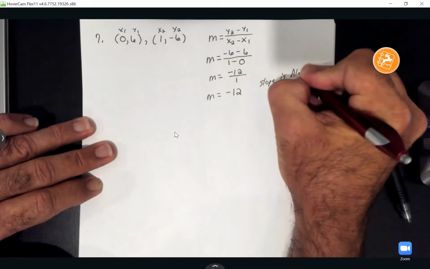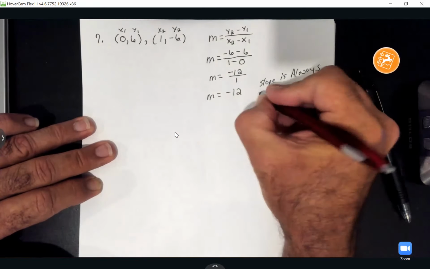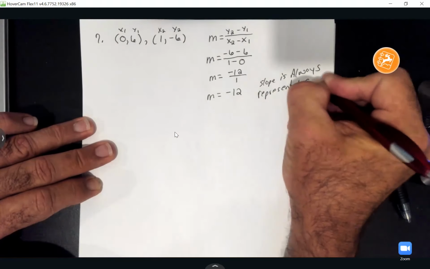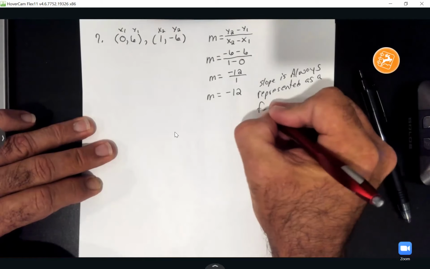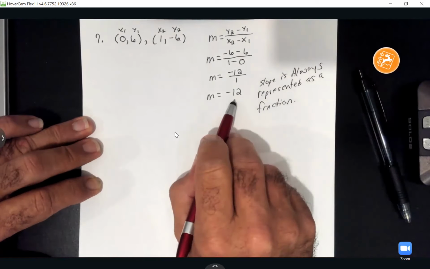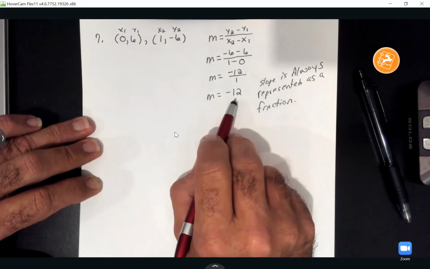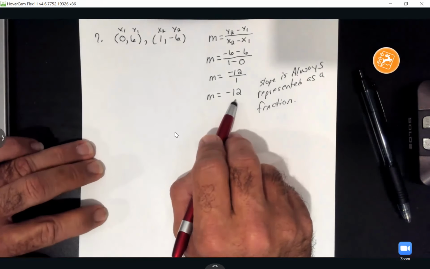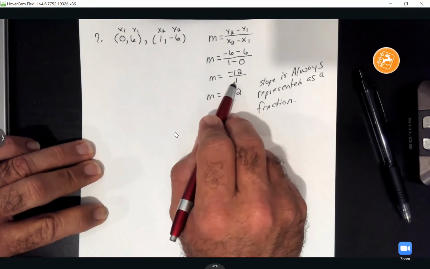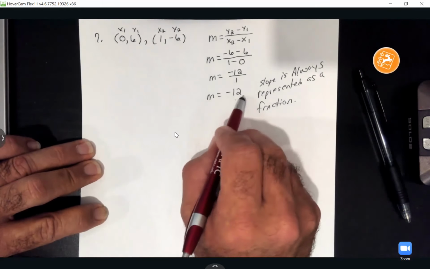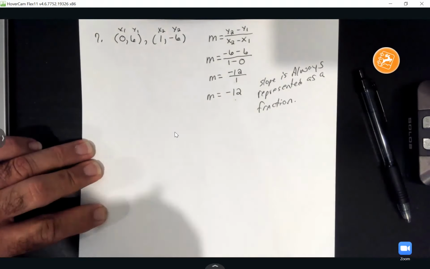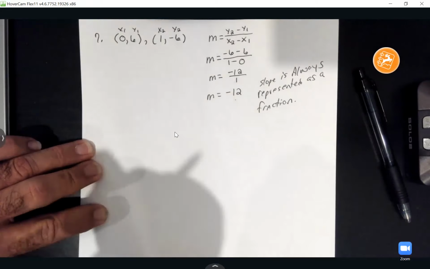is always represented as a fraction. So if there's not a number on bottom of that slope, we're always going to treat it as a 1. Okay? So if there's not a number on the bottom, it's always a 1. That graph has to move to the right at least 1 unit, okay?